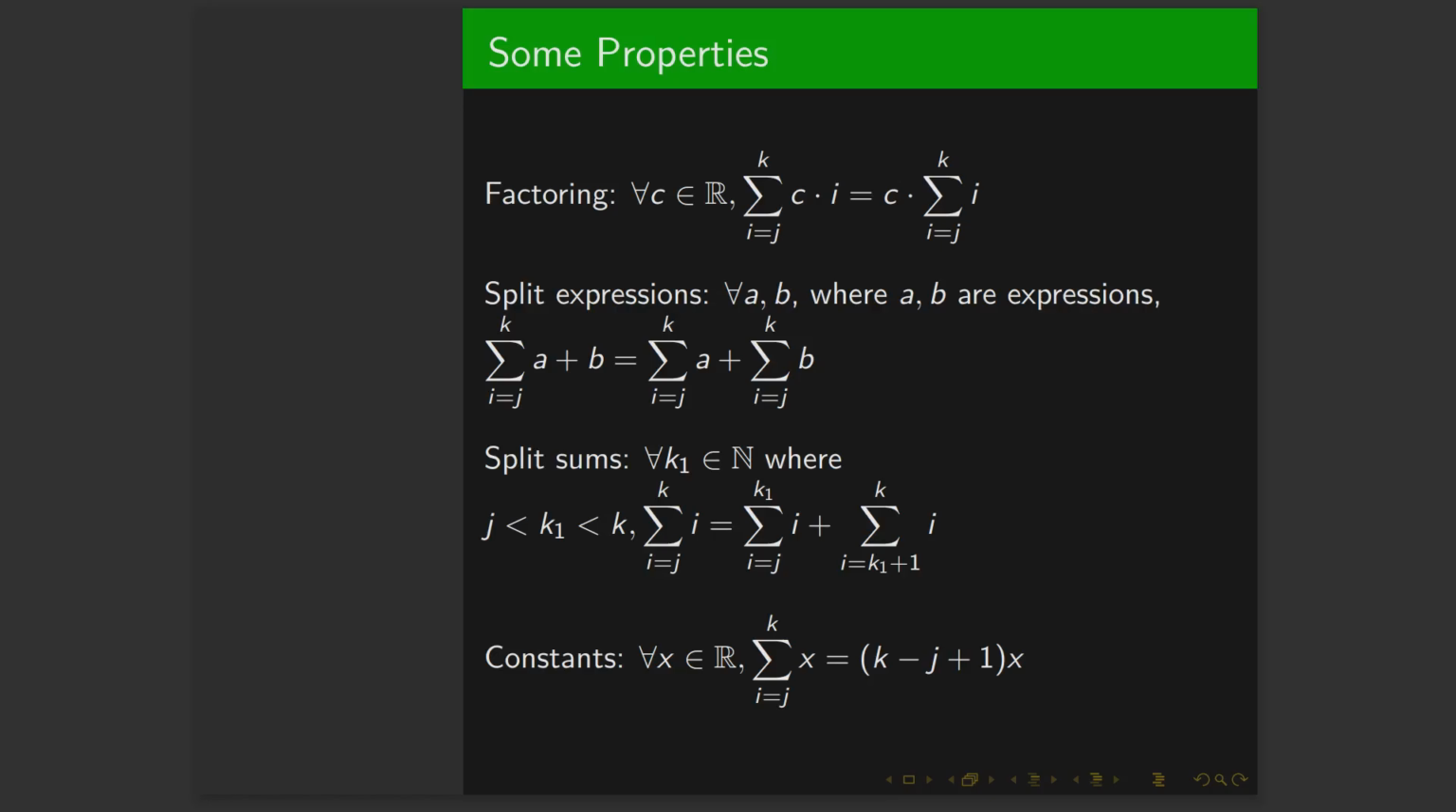For example, if we have i equal to 1 all the way to 10, and all we keep doing is adding 5, we add 5 10 times. That's the same as 5 times 10.